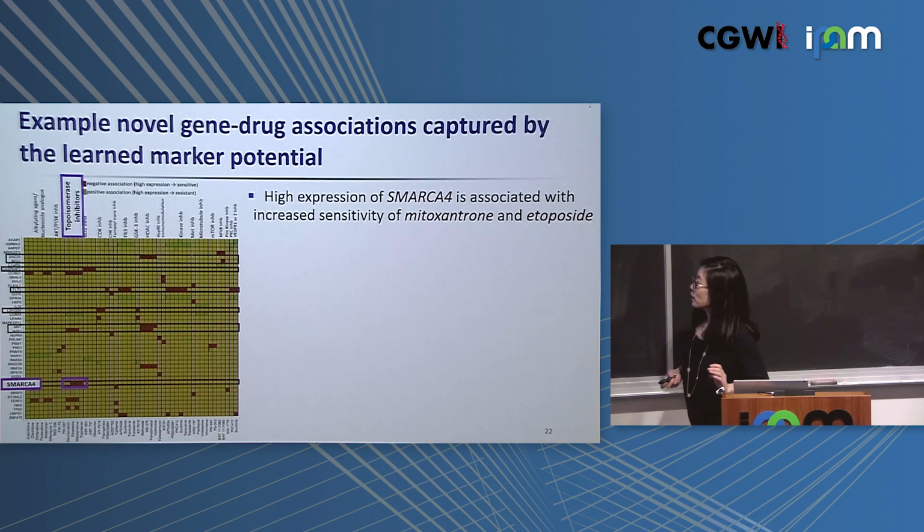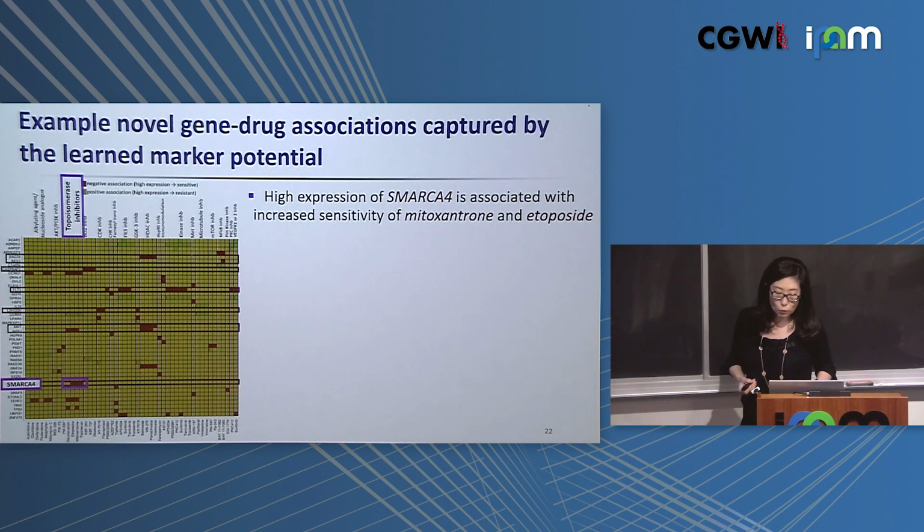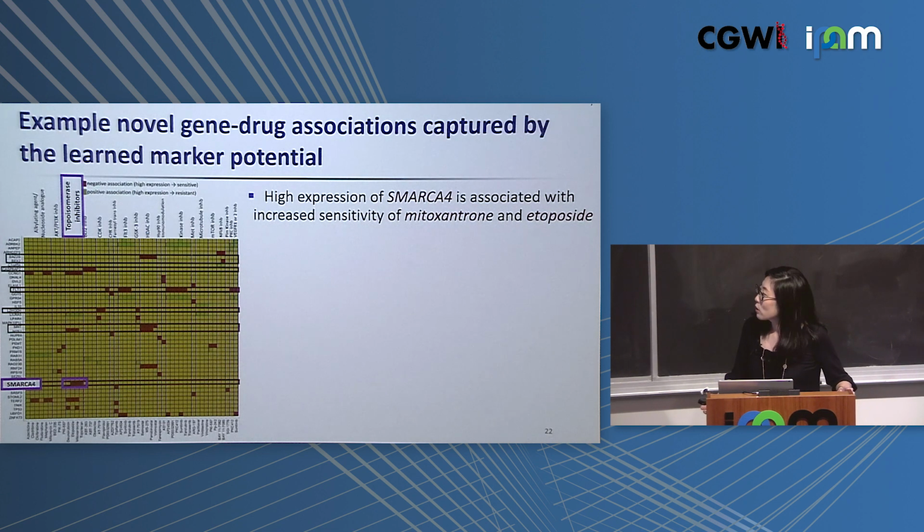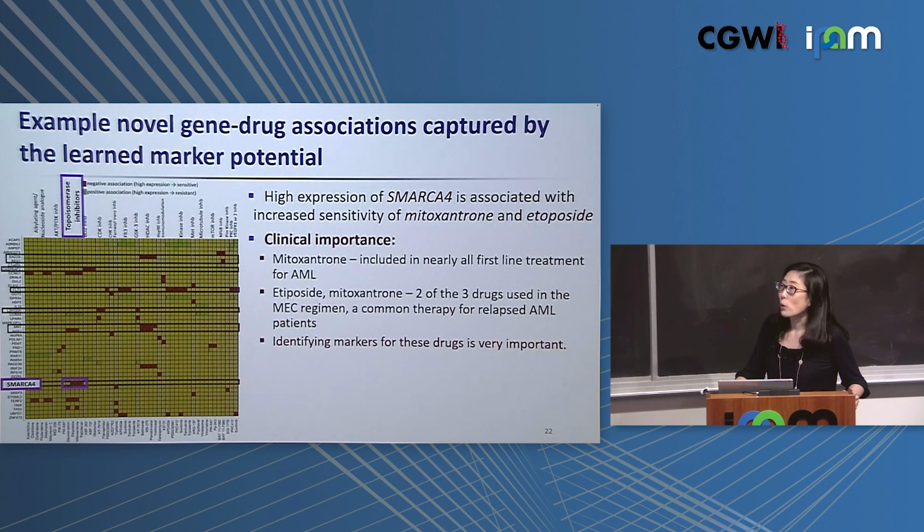So quickly moving to the next piece of result, the question is what exactly are the gene-drug pairs that are new, something you want to actually prove experimentally. We found many interesting gene-drug pairs that make sense based on known AML biology, but one of them was new: SMARCA4 expression is associated with increased sensitivity to these two drugs. This finding is clinically really important because these two drugs are actually used in today's AML treatment. So identifying molecular markers for these drugs can have immediate impact.